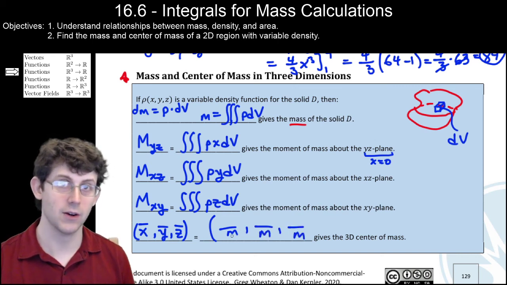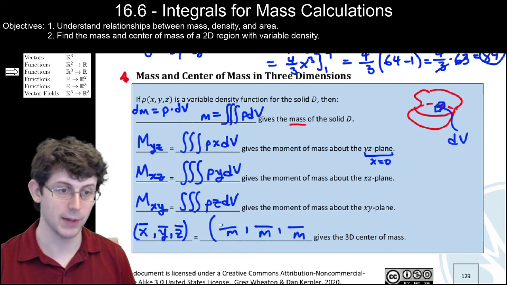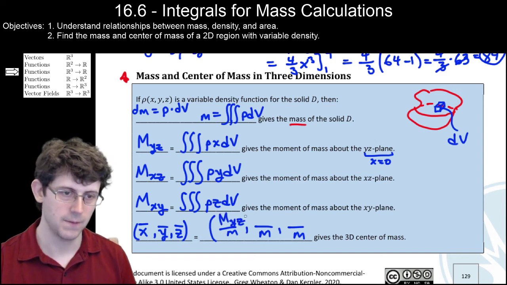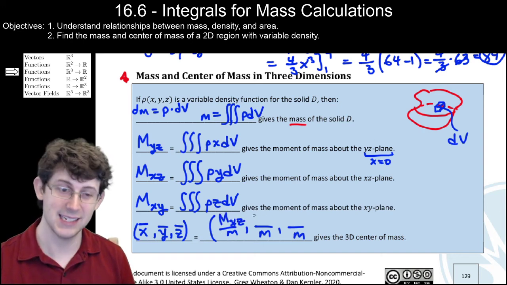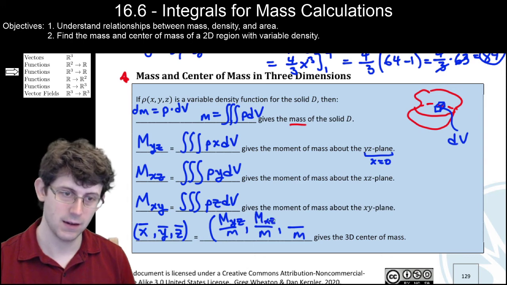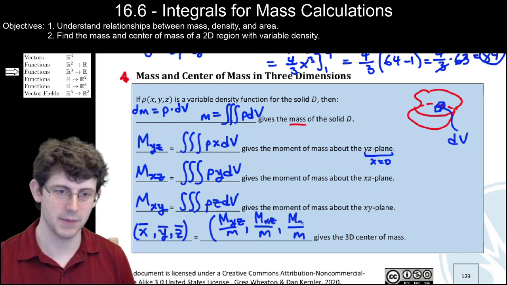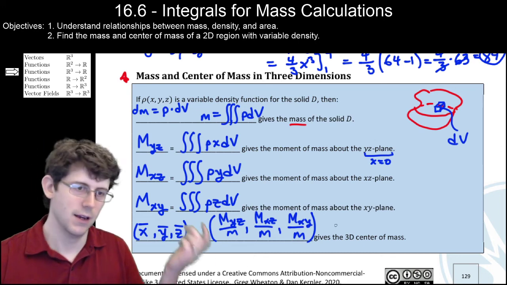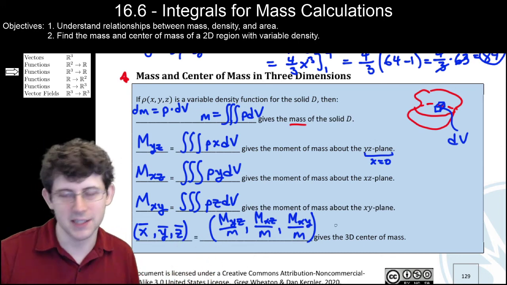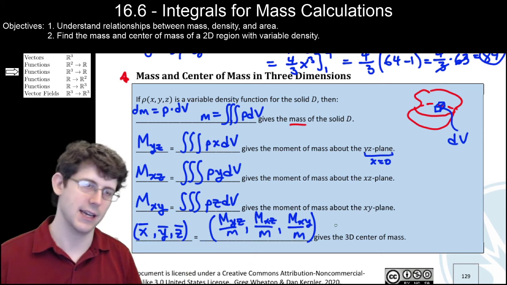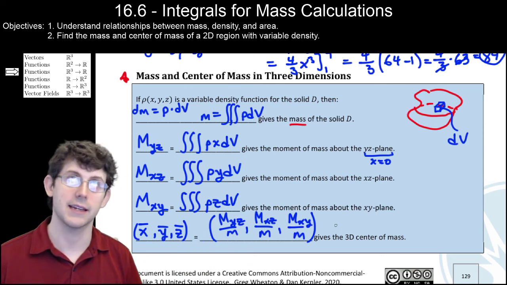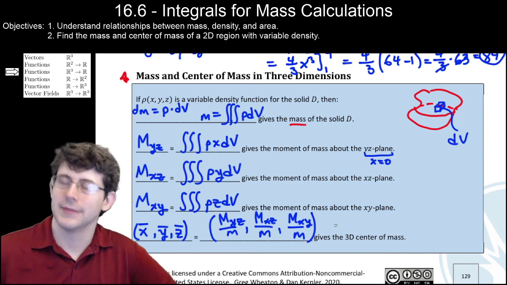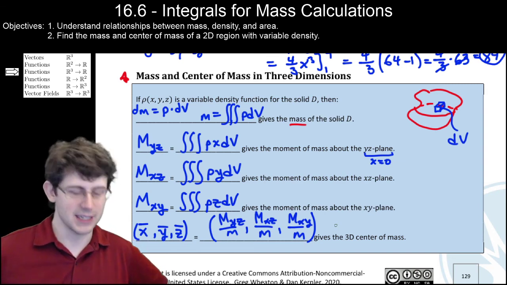So this one, I want to know how far away I am from the yz plane. This one, I want to be away from the xz plane. And for z, I want to be away from the xy plane. We could keep going, like we could do 4 dimensions and 5 dimensions and 6 dimensions. I keep saying this, but I'm worried that you don't believe me this ever happens.